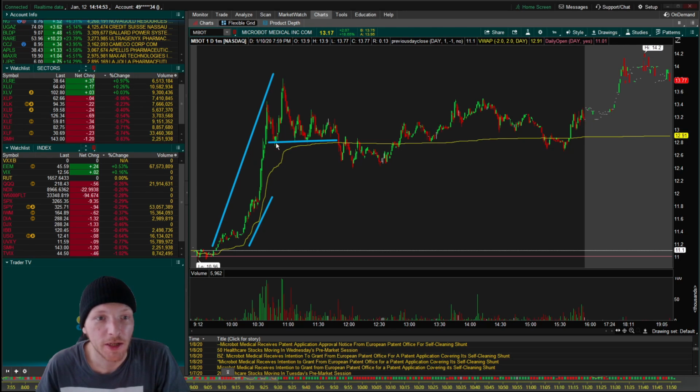Price action is bouncing off of the VWAP. Good buy areas every time it touched the VWAP here, and then selling into all of these pops. And it's got nice range when it bounces off of the VWAP, from 12.85 up to 13.20. A nice little 40-45 cent range. 1,000 shares, that's $450.